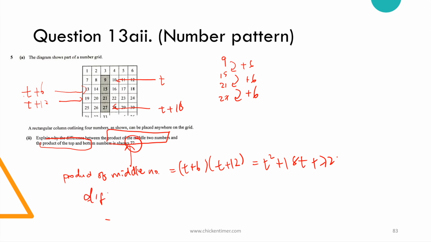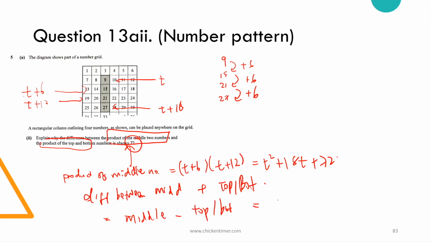The difference between the middle and the top and bottom is equal to the middle minus top times bottom. So it's equal to t squared plus 18t plus 72 minus t squared plus 18t. So the t terms cancel, and it will be 72. Therefore the difference of the numbers is always 72.